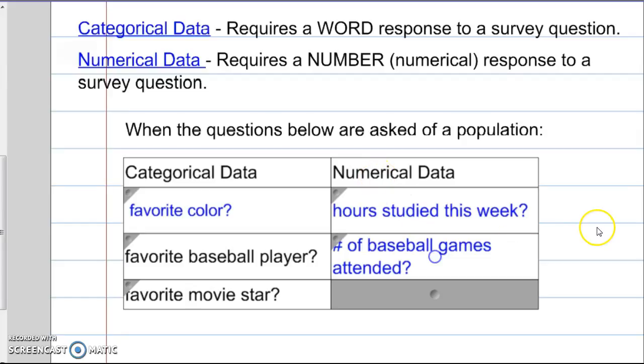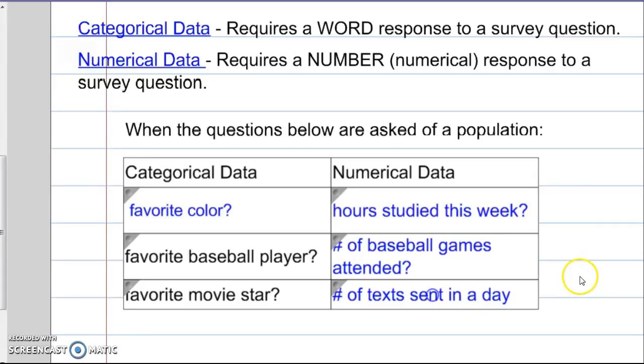Okay, the next question, number of baseball games attended. If you will pause your video and copy that question. That is numerical because it would require a number response. And finally, the last numerical data question, number of texts sent in a day. Make sure you pause your video and copy that question.